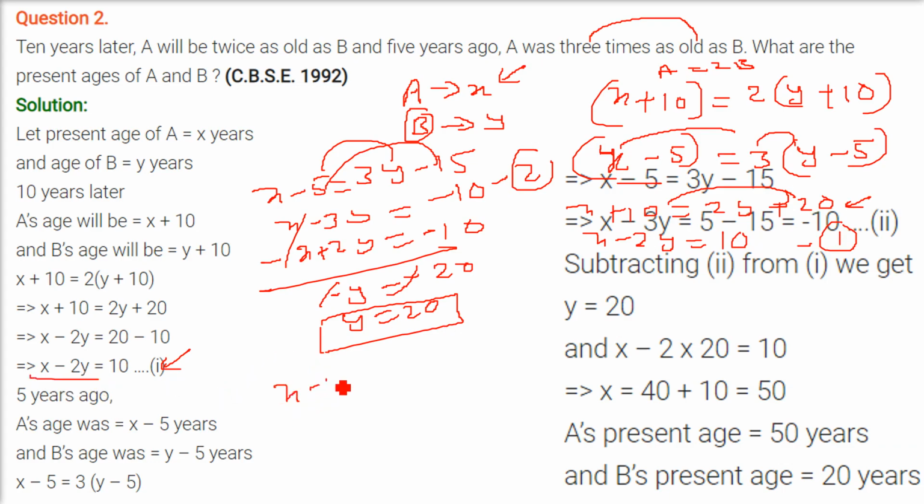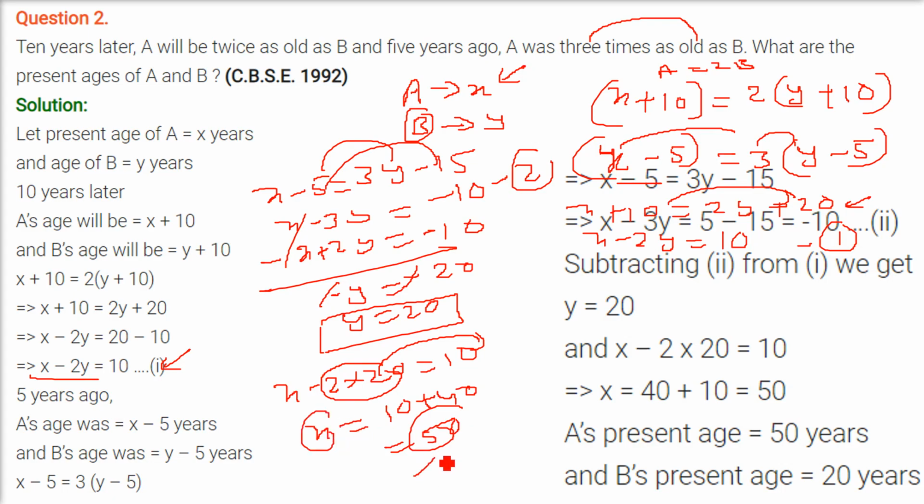x minus 2 into y, that is 20, will be equal to 10. This 2 into 20 is 40. I am bringing it here, taking it on the right hand side. x will be equal to 10 plus 40, that will be 50. So A's present age is 50 and B's present age is 20.